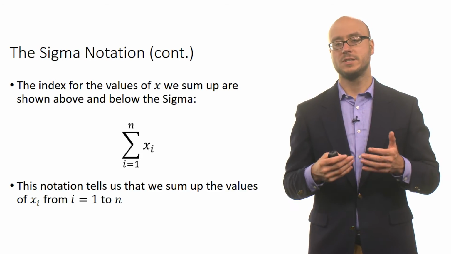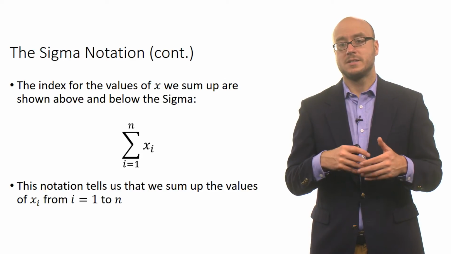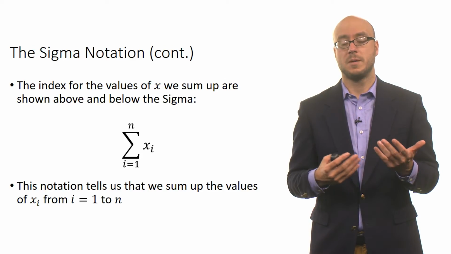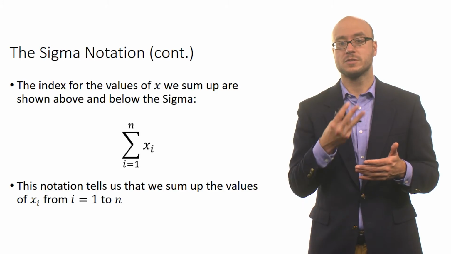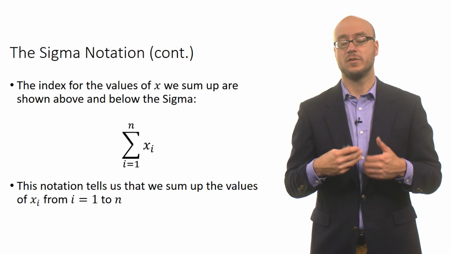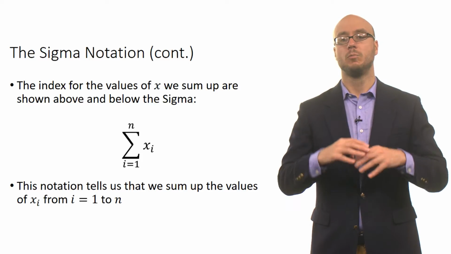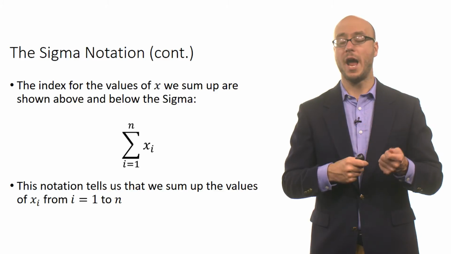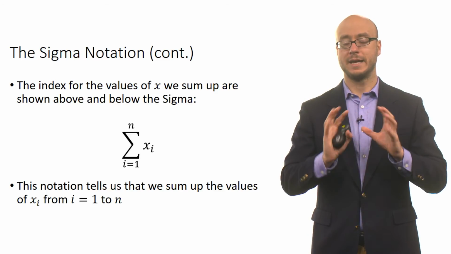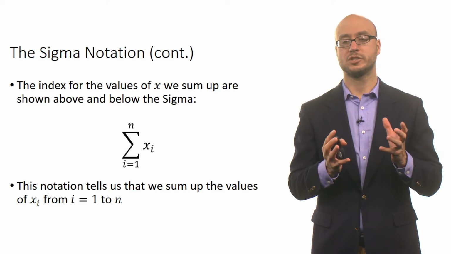The reason we do this is that in some instances, you may not sum up all the values of x. You might sum up from i equals 1 to 3, so you might just sum up the first 3 indexed values of your x variable. But typically, we will sum up the values of all rows of our data set, so we'll go from i equals 1 to n. Again, all we're doing here is a shorthand for summing up a set of values.